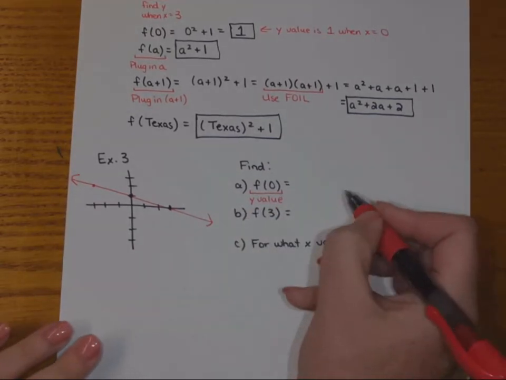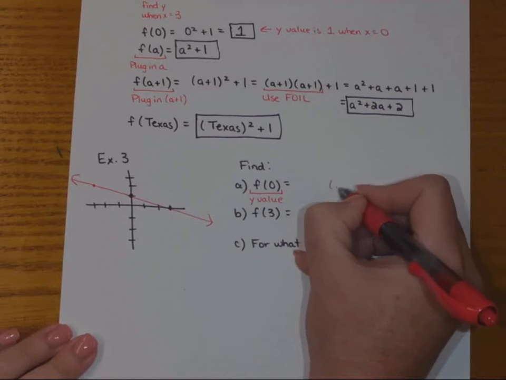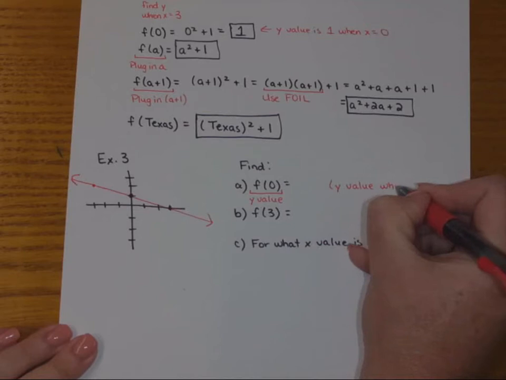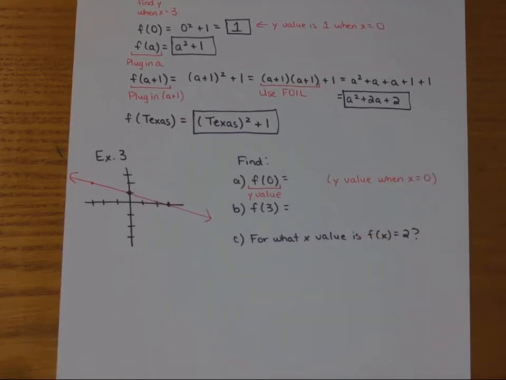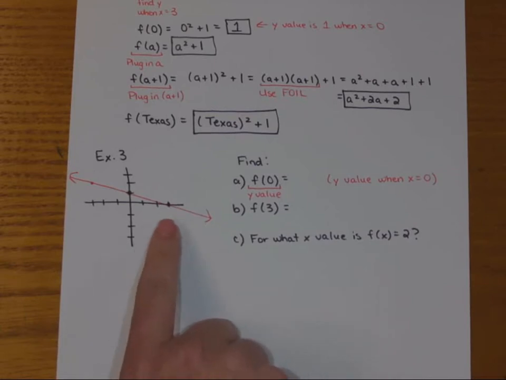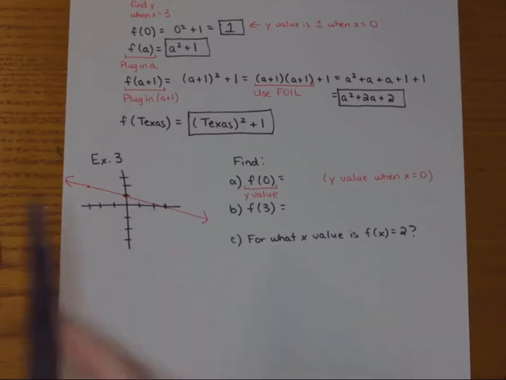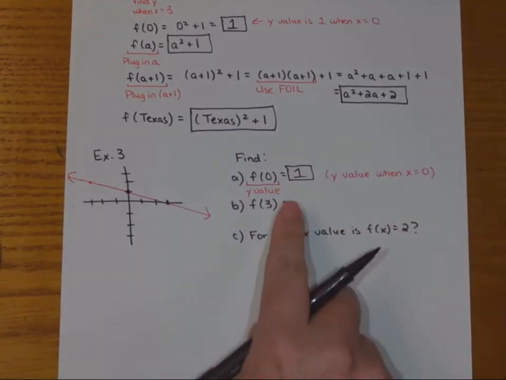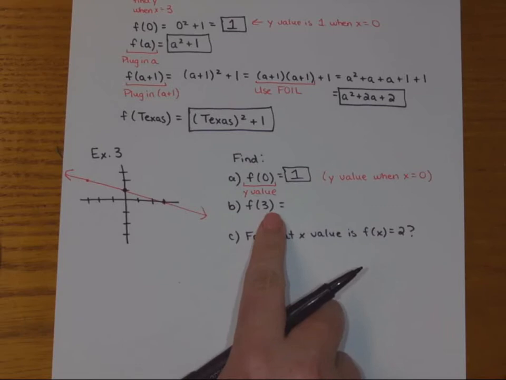Okay, so what this is asking for, and I'm going to skip some space so I have some room for my answer, is what is the y value when x is 0? Okay, that's what f of 0 means. So what is the y value when x is 0? Well, here's x equals 0, right? So what's the y value at this spot? Notice the y value is 1. So f of 0 for this graph is 1 because the y value when x is 0 happens to be 1.